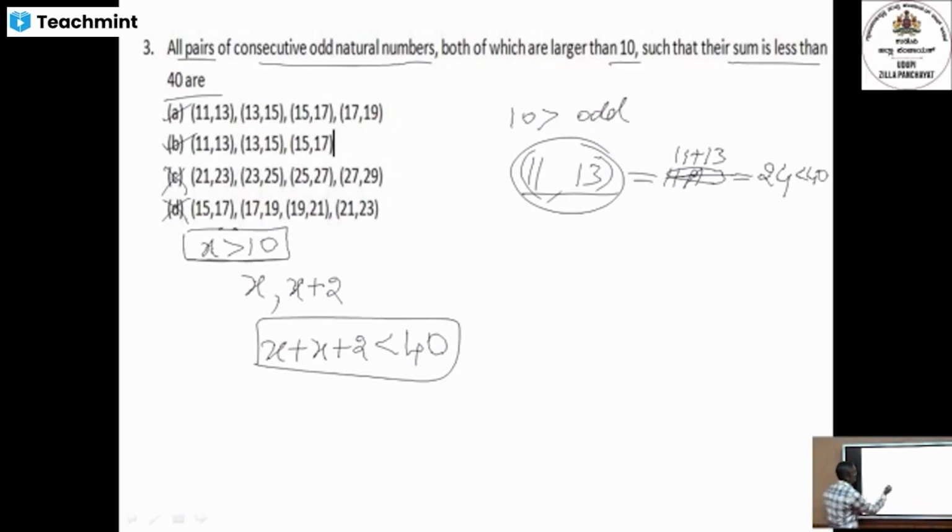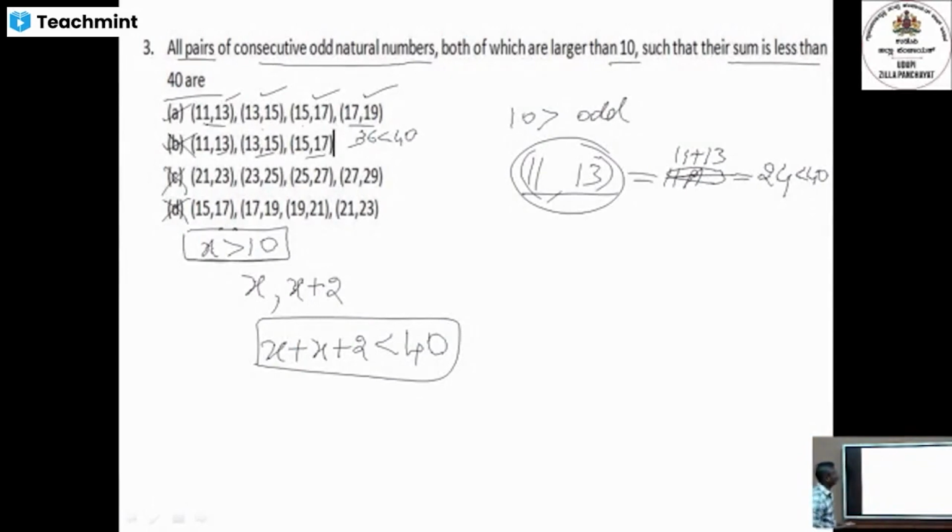The options are given, so check them. 11 and 13 satisfies. 13 and 15, sum 28, satisfies. 15 and 17, that is 32, less than 40, satisfies. Now the next one, 17 and 19: when you add this, it comes to 36, which is less than 40. So this is also correct, but 17 and 19 is missing in option B. Therefore, option B is not the answer.